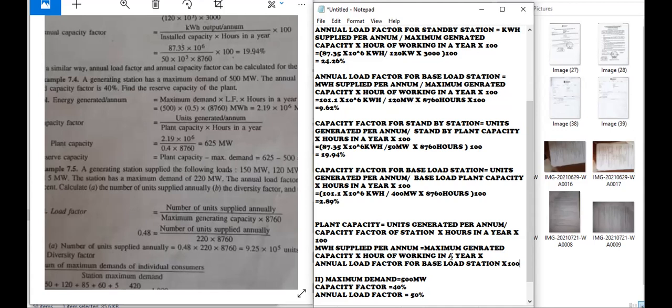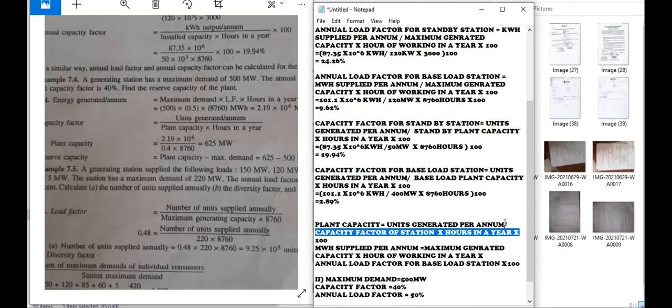I wish I could write my system in a way that it will show up and down. No, I'm just using this slash, that's why it's looking confusing. See here, I said like this: capacity factor of station times hours of working in a year times 100 is the denominator, right?